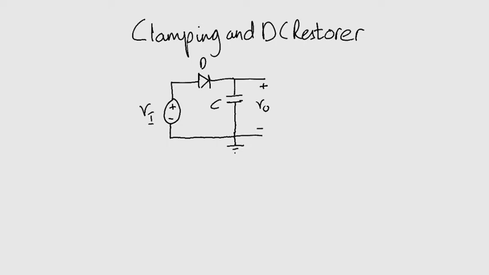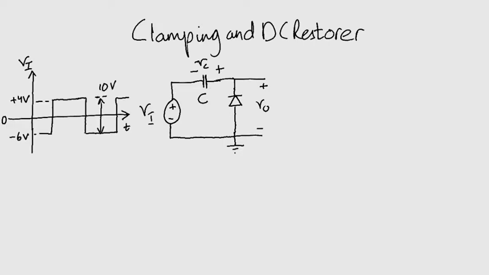Consider this peak rectifier circuit. If you switch the diode with the capacitor like this, we observe an interesting phenomenon. If you feed this circuit with a square wave, such as this one, we see that the capacitor will charge to 6 volts with the polarity as shown.